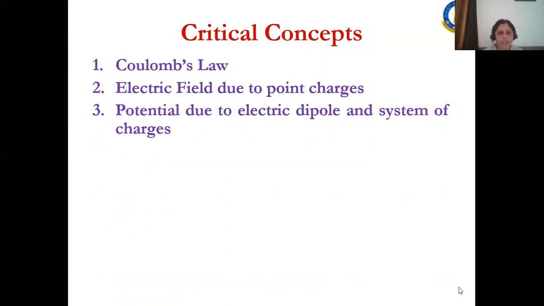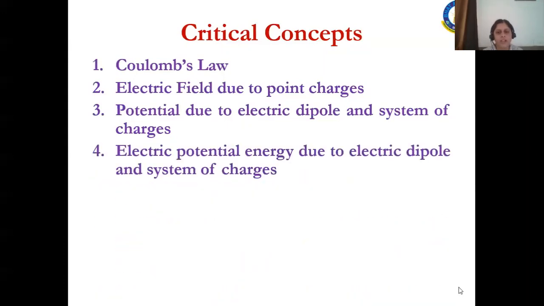Next, electric potential. Electric potential is nothing but the work done in bringing a unit positive charge from infinity to a point. Now the electric potential due to the electric dipole and the system of charges we will be discussing. Then electrical potential energy. This work done is stored as the potential energy, and that is called electrical potential energy due to the electric dipole and the system of charges. So what is an electric dipole here? 2 equal and opposite charges separated by a small distance is called an electric dipole. Then we will see equipotential surfaces.